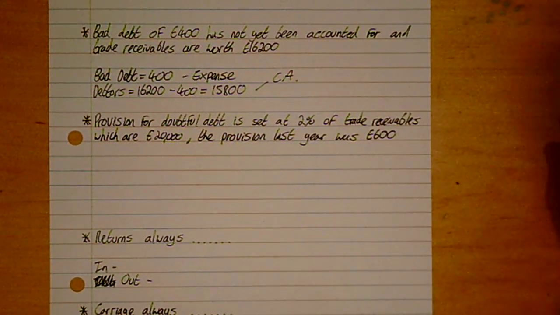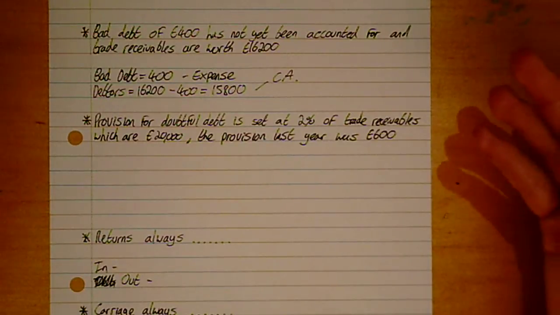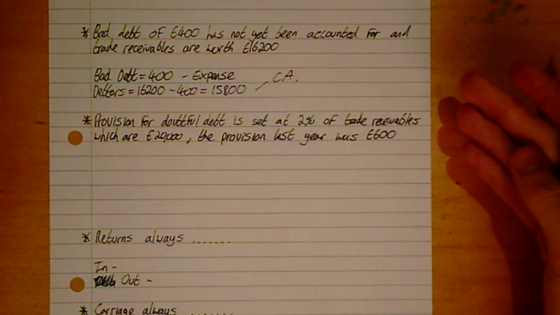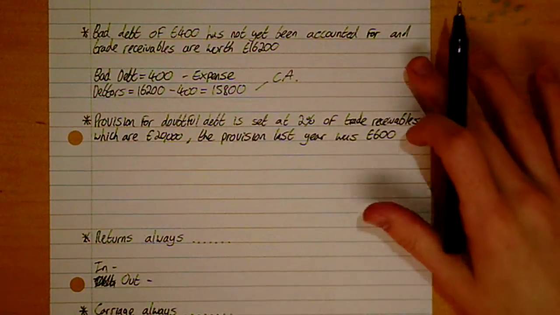Also, they might throw a bit of a trick in. What if you thought someone was a bad debt, you wrote them off, but then they suddenly come back into business and they can repay you? What do you do with this bad debt, in a sense recovered? Well, it's called a bad debt recovered. What you do is add it to your gross profit. That's all you'll do, is add it to your gross profit.